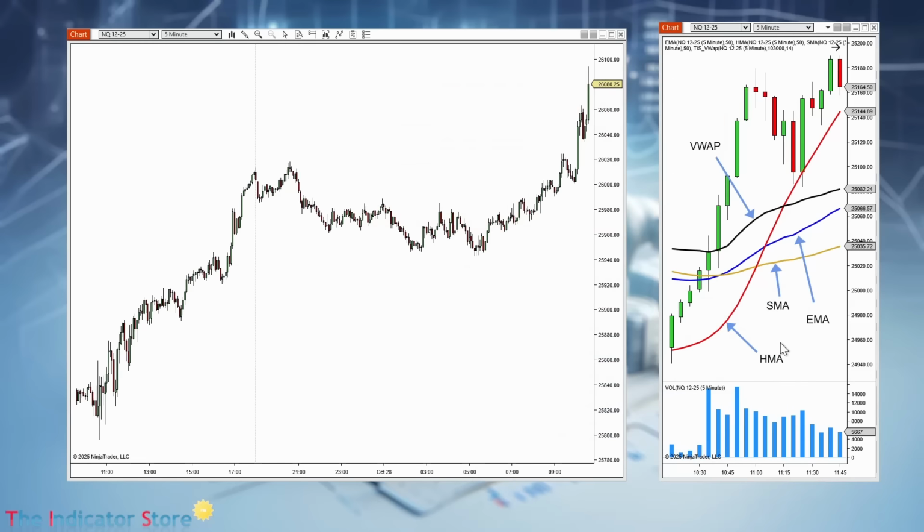Today we are going to review moving averages, but one in particular that has a special feature. As you can see on the right, we have an HMA, a simple moving average, an exponential moving average, and the line that I want to talk about today is the VWAP, volume weighted average price.